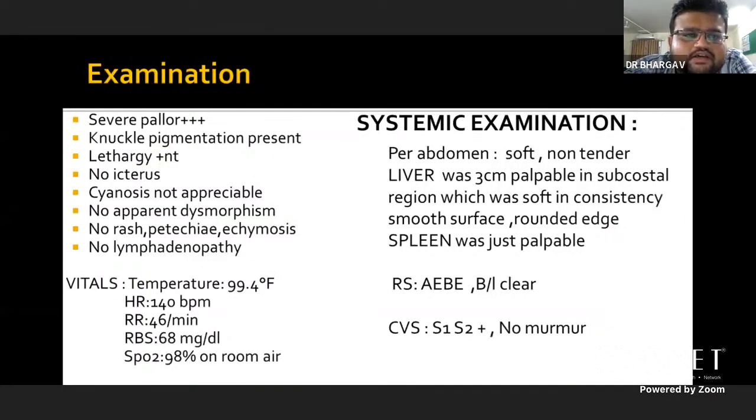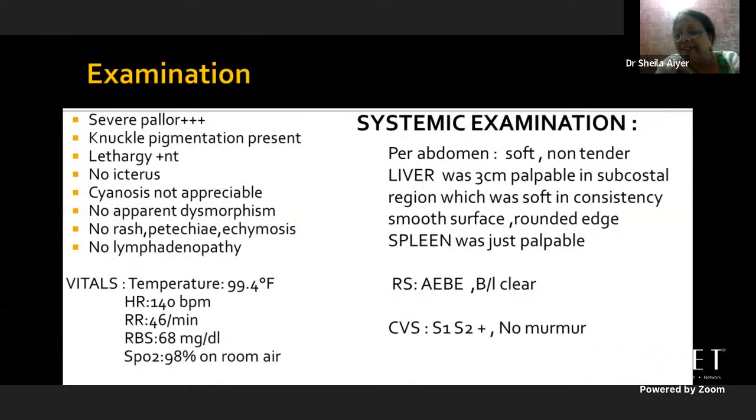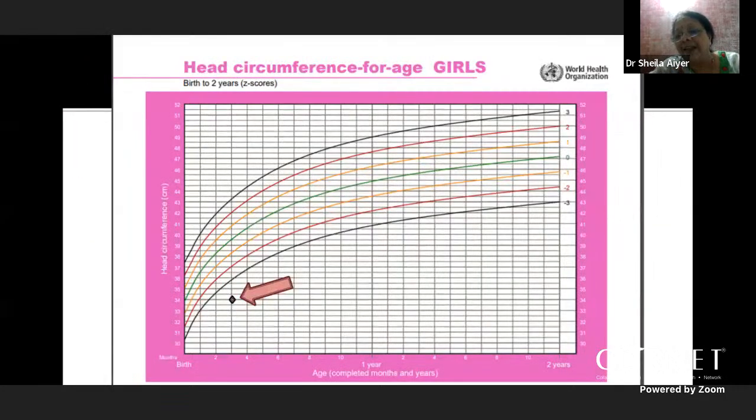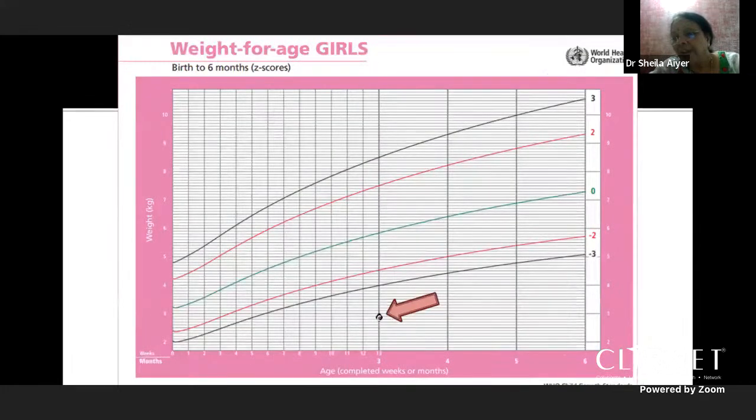On examination, I think you can say that the child really had a failure to thrive picture because the child's measurements were like a newborn, though the child was 3 months old. And there was no history of being preterm. We do not know exactly the birth weight, but the current status of the child was much, much below the expected standards. Yes.